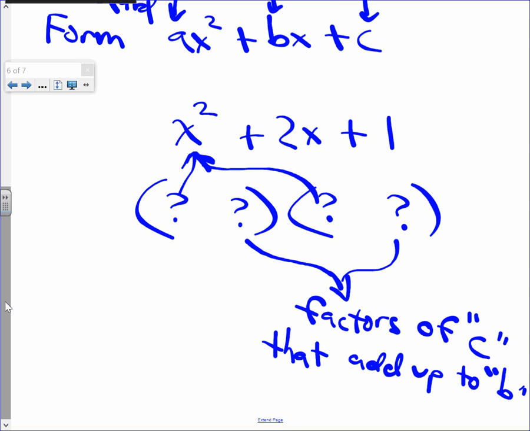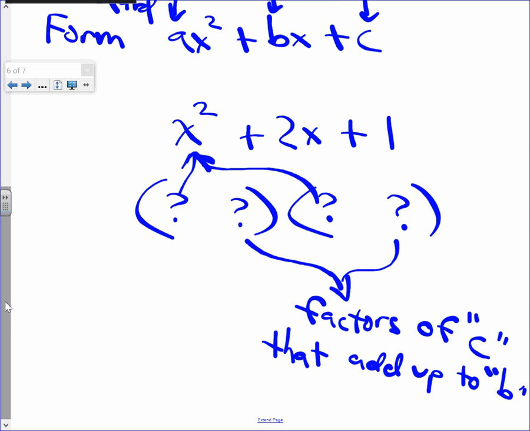All right. So whatever goes here, I have to make sure it multiplies to become the ax squared. And whatever goes here, I have to make sure that they're factors of C. Look at C is 1, but those factors have to add up to be B. That's kind of weird. Whatever goes here in these second question marks have to be factors of C, in this case 1, but those factors actually have to add up to become b, which is 2. Think about that.